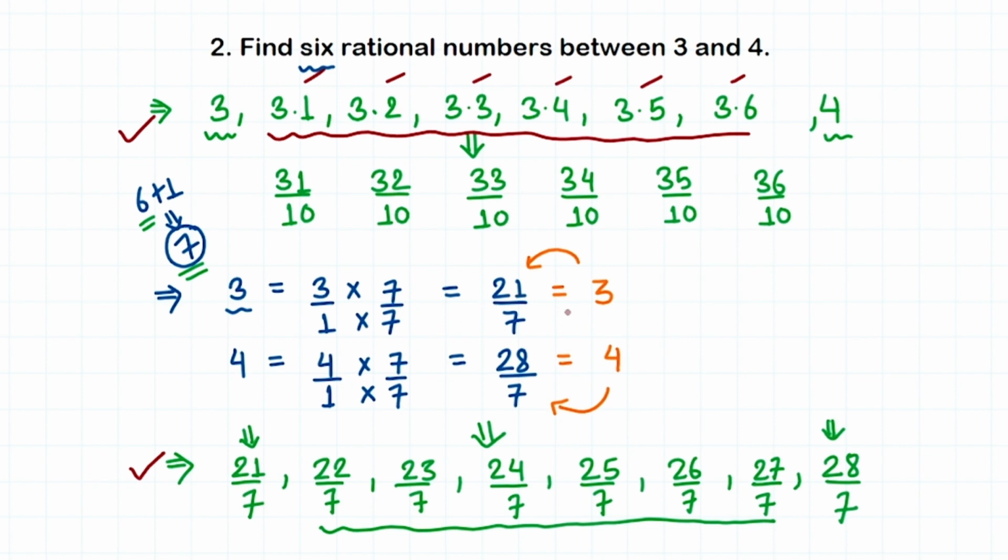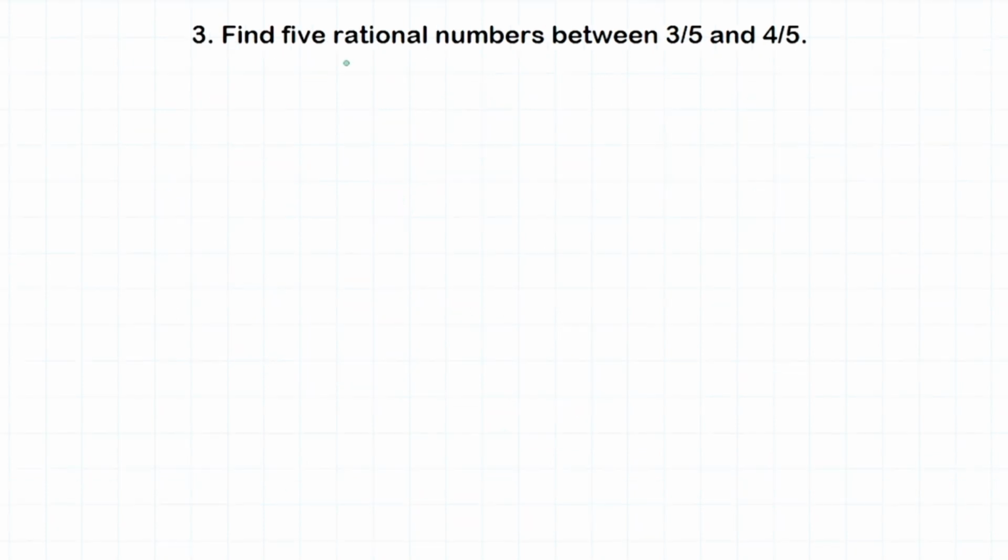Now, let's look at our third question. So we have our third question over here. We need to find 5 rational numbers between 3 by 5 and 4 by 5, right? So again, we can find the rational numbers in two different ways, okay? So first, let's try our first method.